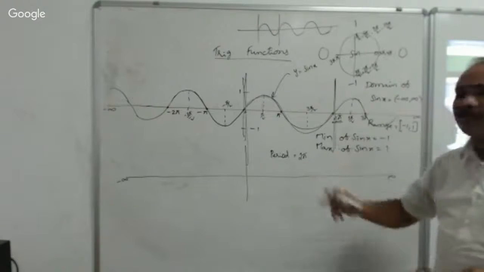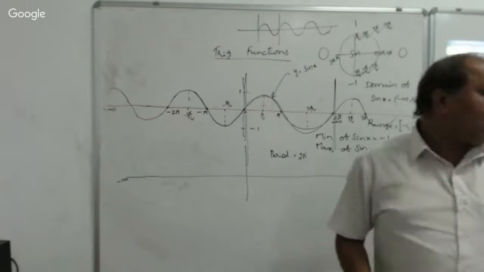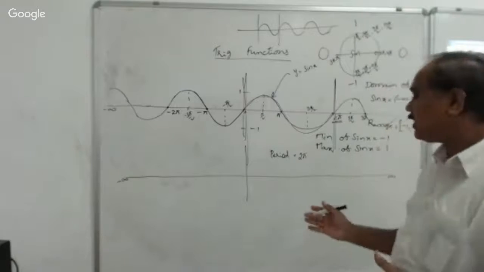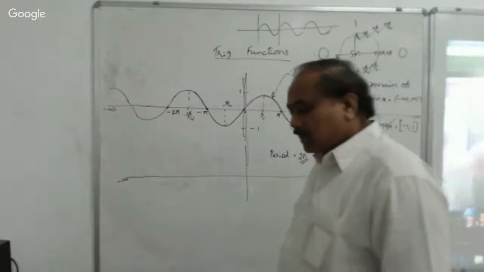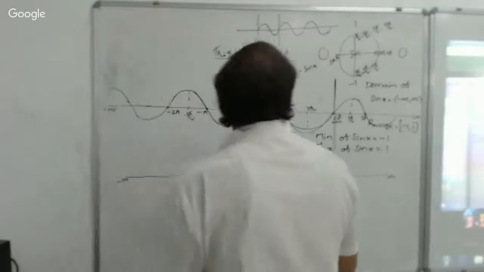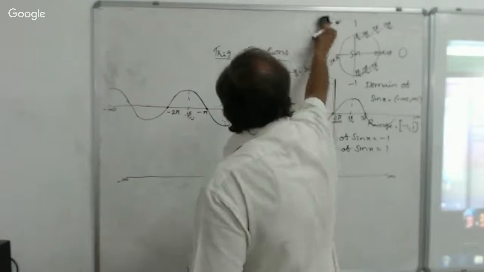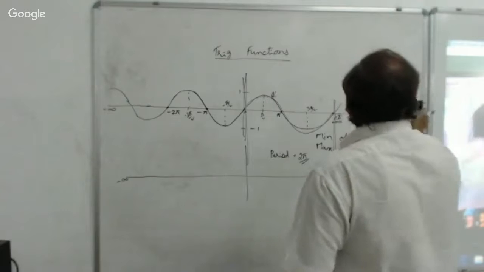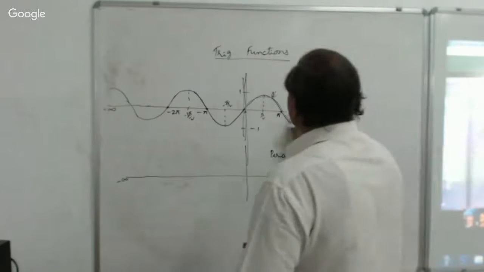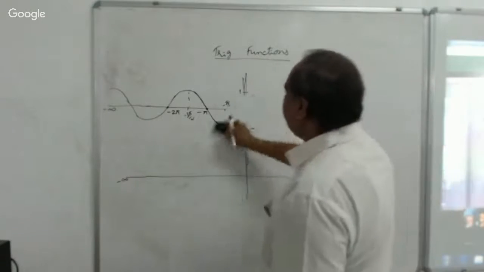Here sin x is also a periodic function. The length of the repeated portion of the graph is called the period. That is equal to 2 pi. Okay. Then go for the cos x graph. Write down the period also. Its period is 2 pi.